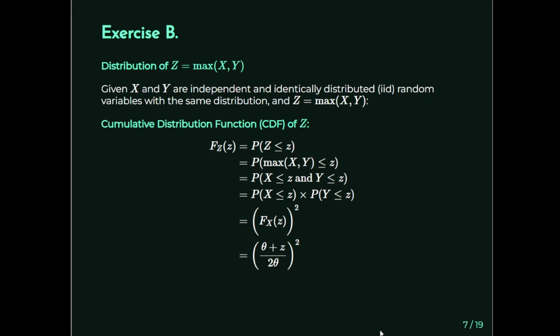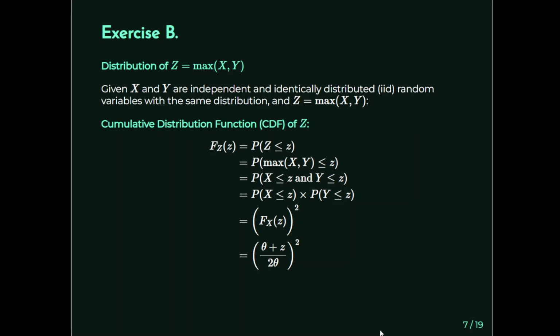Now, the distribution of Z, which is the maximum of X and Y. Given that X and Y are independent and identically distributed, i.e. derived variables with the same distribution, and Z is the maximum of X and Y. This requires a bit of guile, and because there's one coming up where we ask about the minimum, this comes in twice. Now, this is the key part here. It's the first and second line of this equation array.